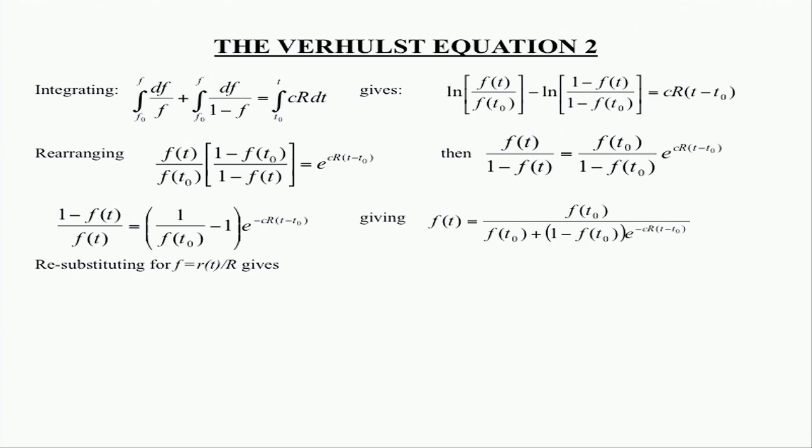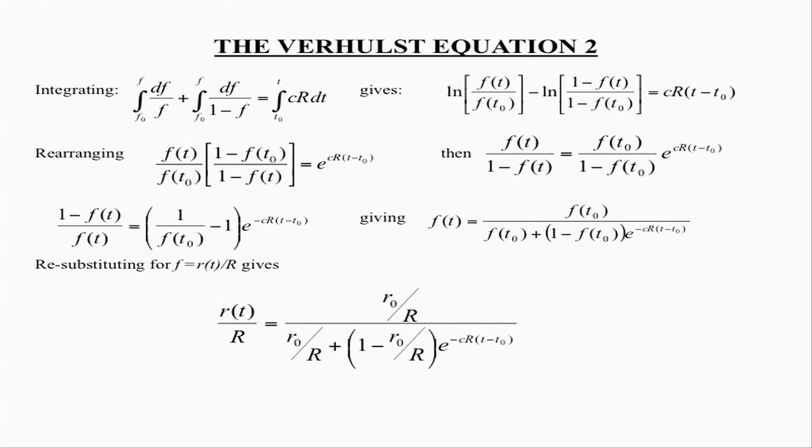And let's re-substitute in for f. And we get finally this equation, which is what we're looking for: r(t) divided by big R is equal to this expression here. And notice from the bottom we've got this exponential term, which is proportional to minus c R times (t minus t0). This is referred to as the Verhulst equation.